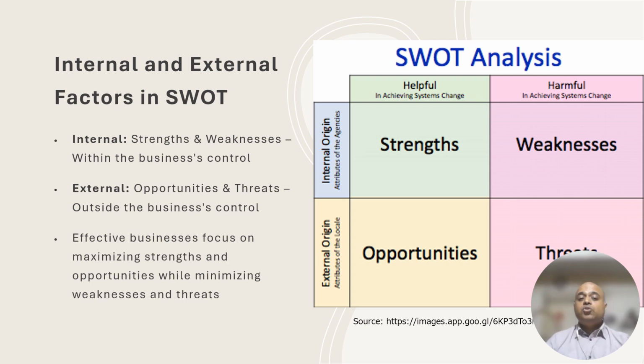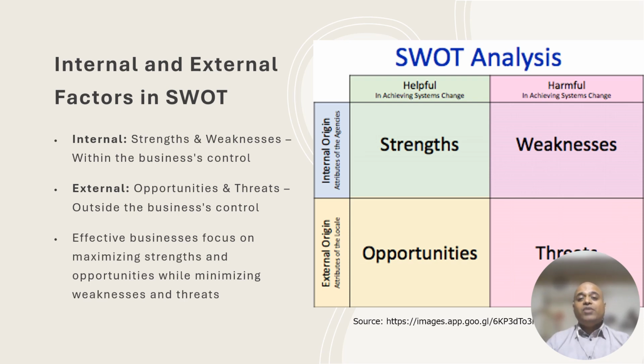What do smart businesses do? They focus on maximizing their strengths and opportunities while minimizing their weaknesses and threats. For example, imagine a local bakery. If its strength is delicious, high quality cakes, but its weakness is slow delivery, it can work on improving its delivery speed. At the same time, if there is an opportunity to expand into online sales, the bakery should seize it. But if a threat like a new competitor opens nearby, it must prepare strategies to stay competitive.